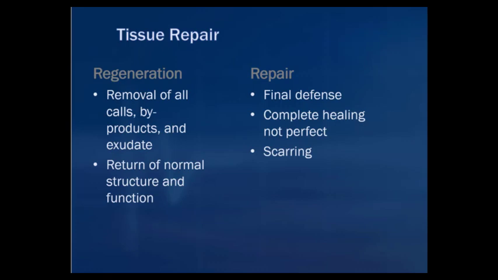Now, when the body has to repair tissue, complete healing is not possible. So sometimes those live and functioning cells have to be replaced with non-functioning cells, and that leads to the formation of scar tissue. So if you look on your body, you see somewhere where you have a scar, that means that your body was not able to regenerate that area and it had to undergo a series of repair.